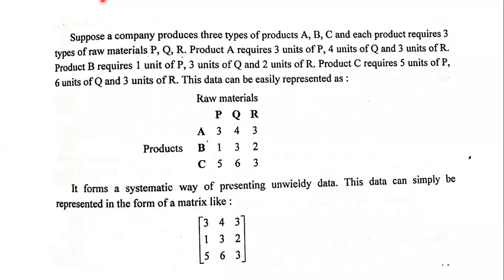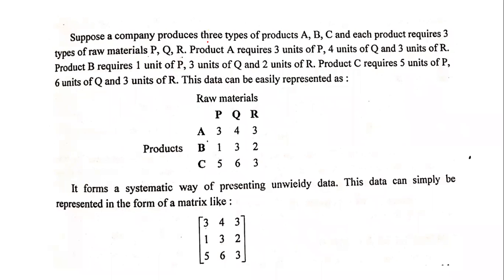So we will see what is given to us here. Suppose a company produces three types of products A, B, C, and each product requires three types of raw materials P, Q, R. Product A requires 3 units of P, 4 units of Q, and 3 units of R. Product B requires 1 unit of P, 3 units of Q and 2 units of R. Product C requires 5 units of P, 6 units of Q and 3 units of R. So this is one of the situations that is given to us.